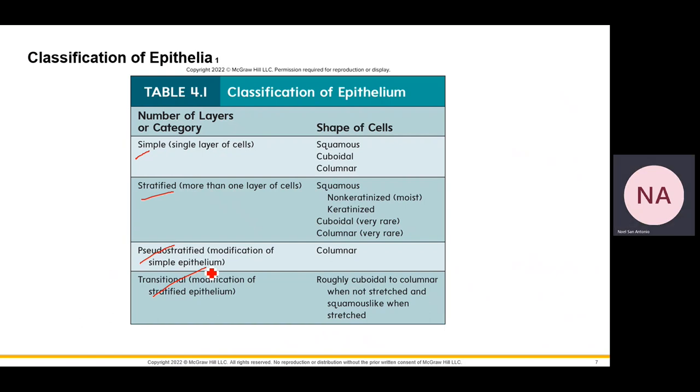Now, under the shape of the cells, epithelial cells can be classified as squamous, cuboidal, and columnar. Again, squamous, cuboidal, and columnar. When we say squamous, the cells are flat and thin.